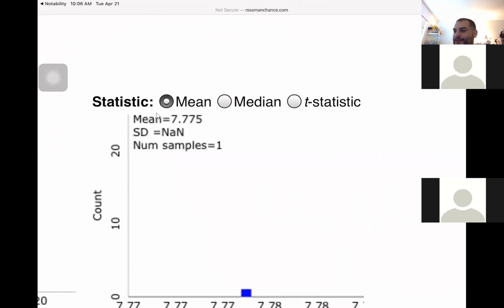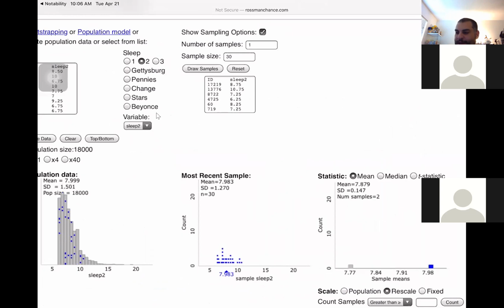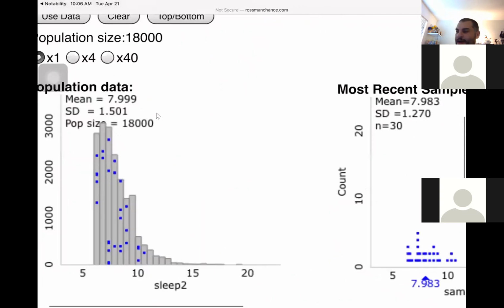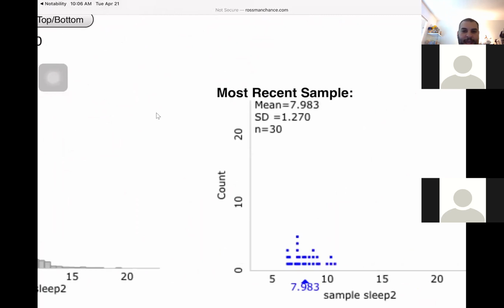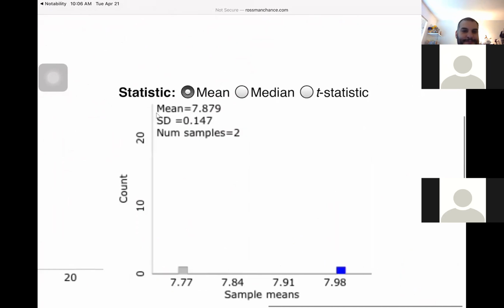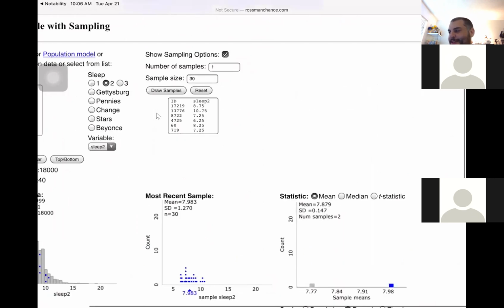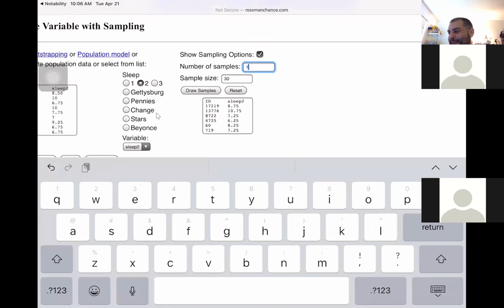Now we're going to do the process all over again. We say draw another sample. From my population, I'm getting a sample of 30, and I get a new mean, 7.983. So now we have 2 data points. To speed this up, instead of doing this one at a time, I'm going to tell it to do it 100 at a time, so 98 times more.